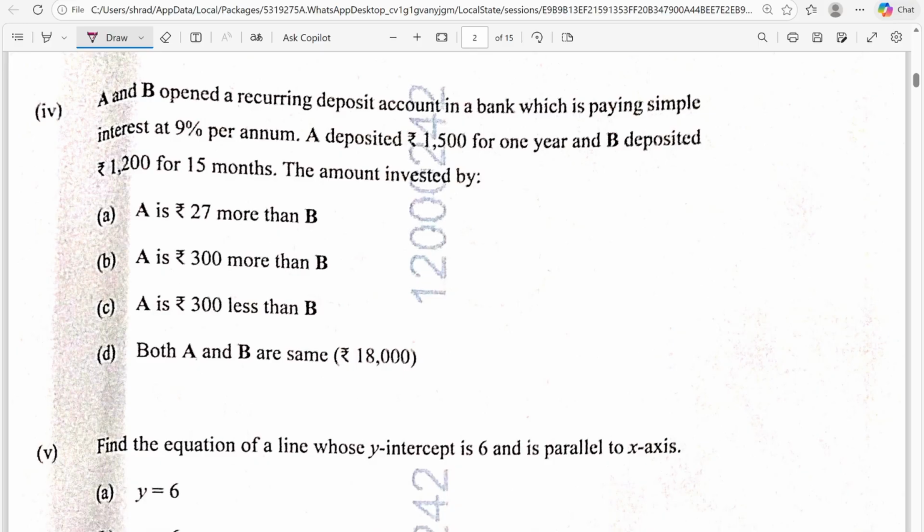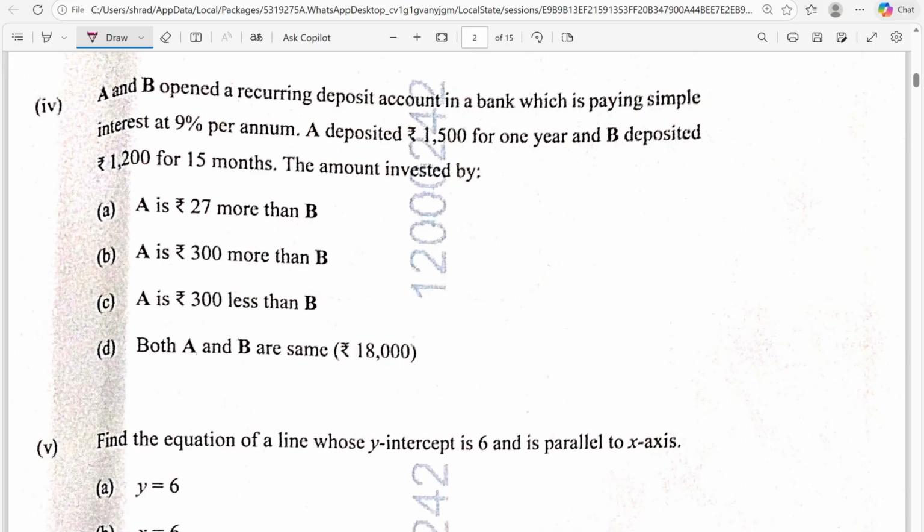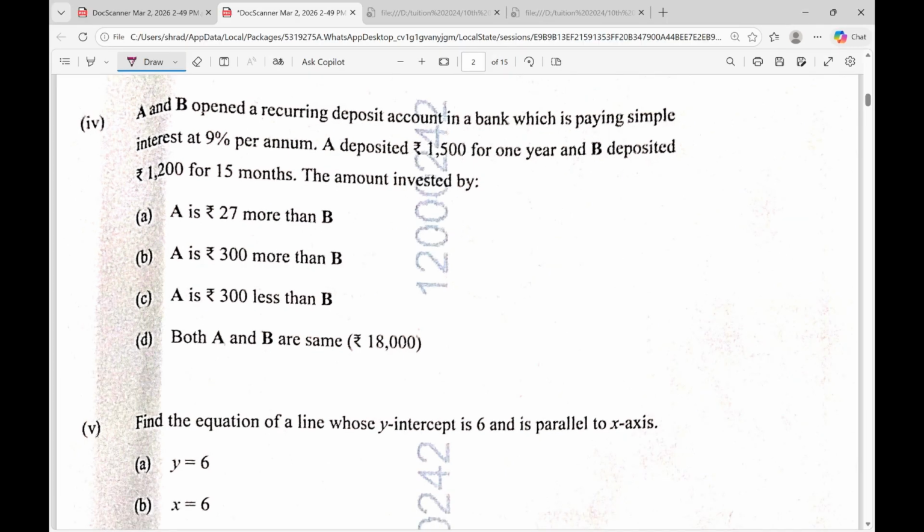Next one. Now fourth number question. A and B opened a recurring deposit account in a bank which is paying simple interest 9% per annum and deposit rupees 1500 for 1 year, B deposits for 15 months. The amount investment is equal to P into N.